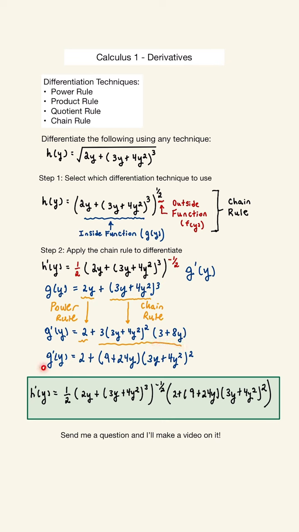And so after that, we have our g prime of y term, and we can go ahead and replace this g prime of y term in our original differentiation, and we'll then have our solution. So this will be our solution after everything is put together.